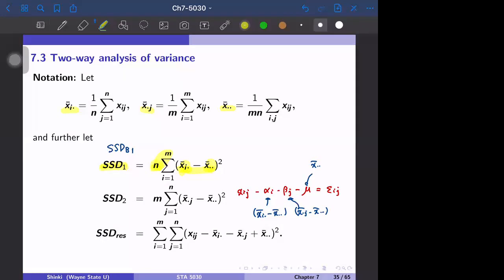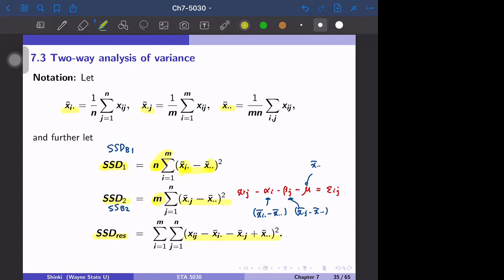And SSB2 is defined in the same way. This is the sum of squared deviation between groups for the second factor, and we define the quantity similarly. And SSD residual, the sum of squared deviation for residuals, is defined by the squared x_ij minus x_i dot bar minus x dot j bar plus x dot dot bar.